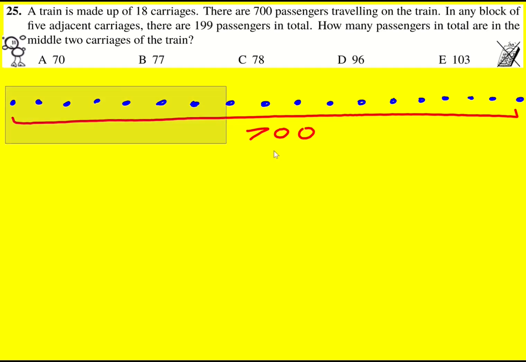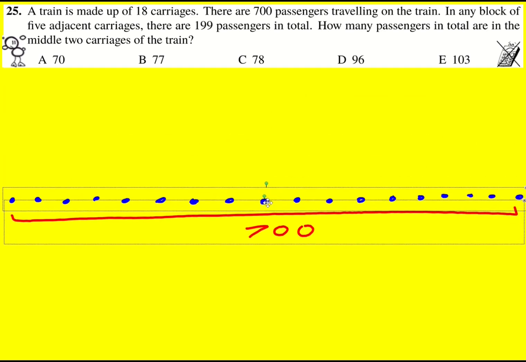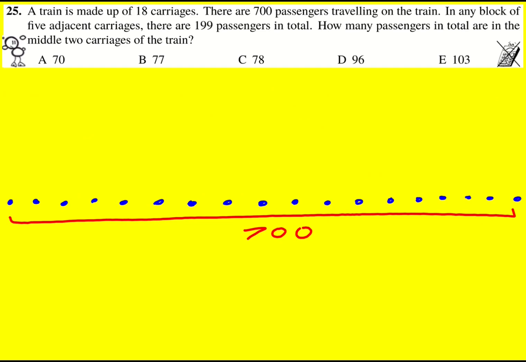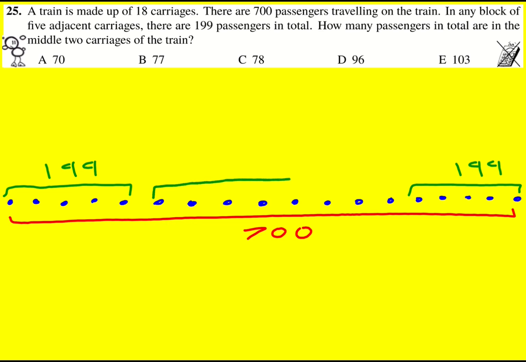And then actually, let me draw it from above now. So then we know that we're told in any block of 5 adjacent carriages, there are 199 people. So this is going to be 199. And if I go the other end, this is going to be 199. And let me just pick these. This is going to be 199.